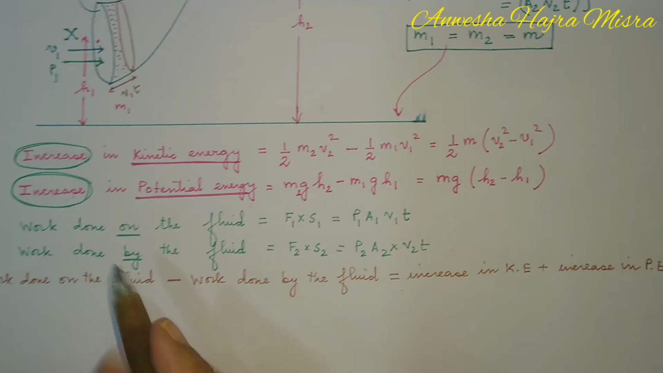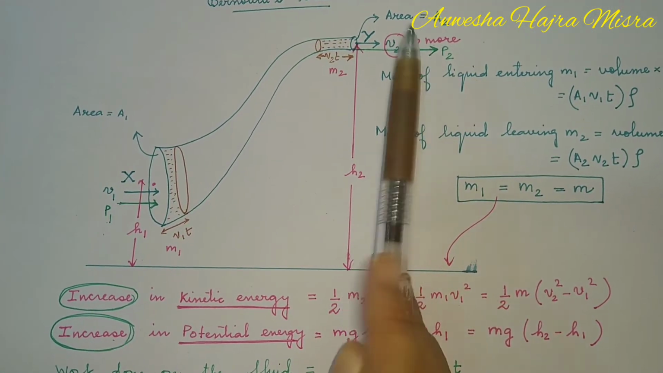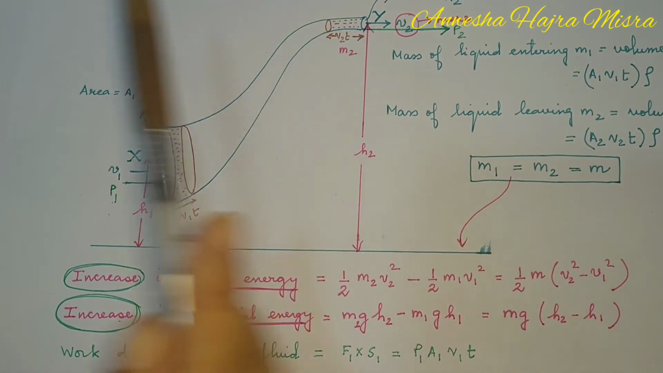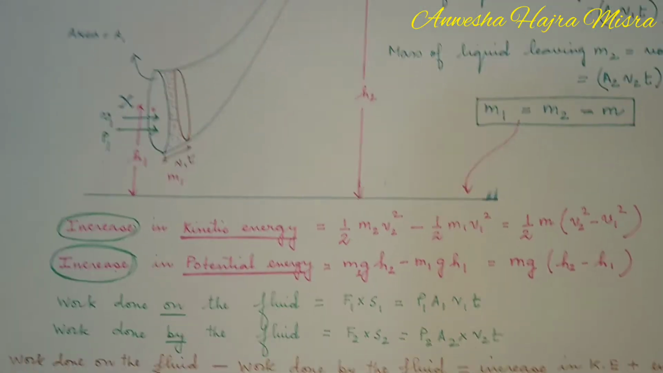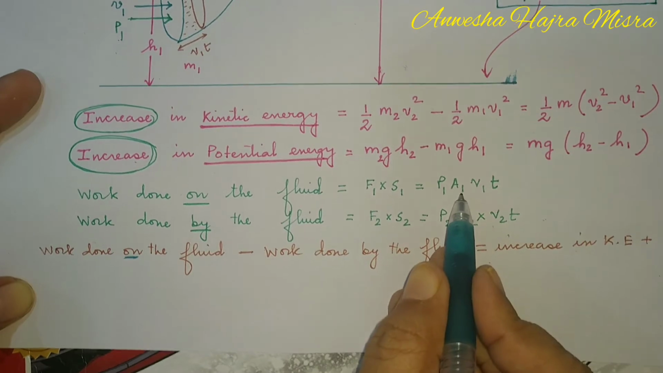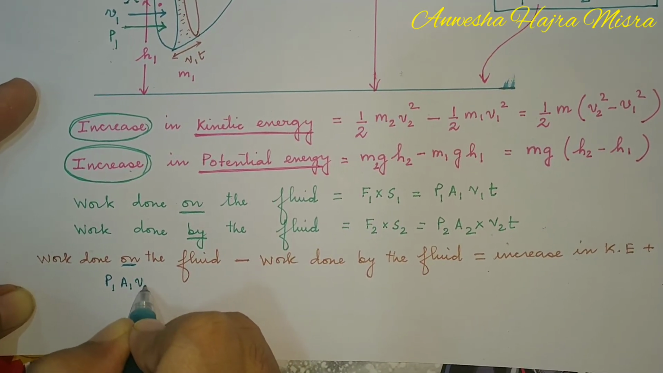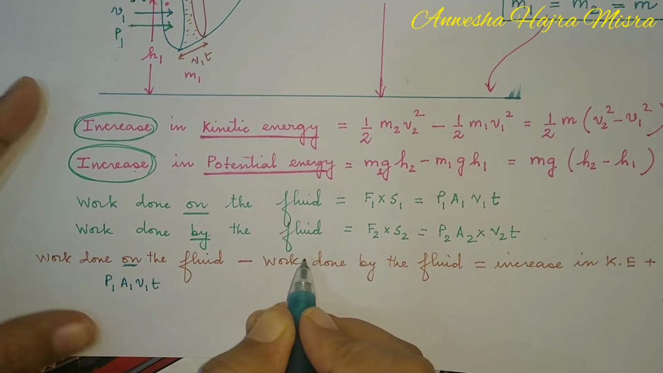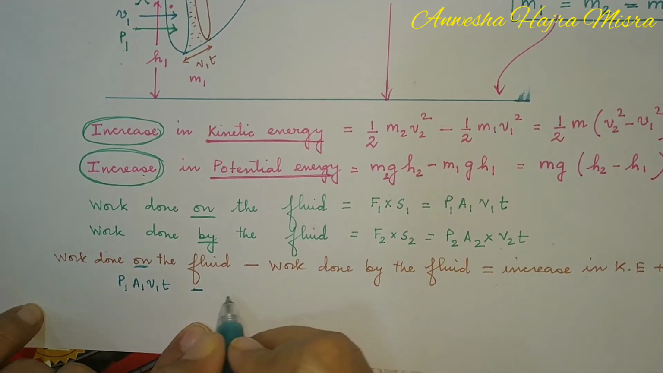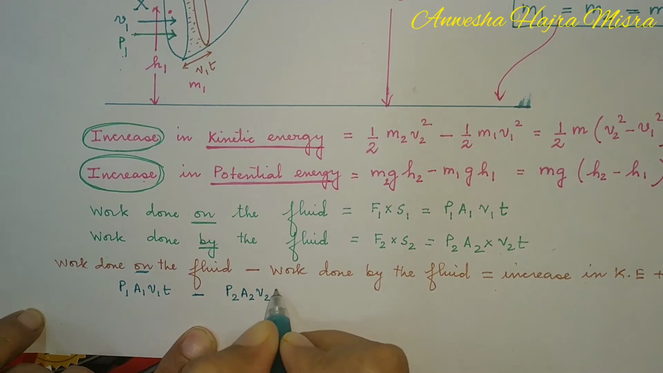I have done 10 joule of work here. When the liquid moves out, it does 2 joule of work. 10 minus 2, 8 joule goes in increasing the kinetic energy and potential energy. Now put the values over here. Work done on the fluid is this one, P1, A1, V1, T. Work done by the fluid is this one, P2, A2, V2, T.